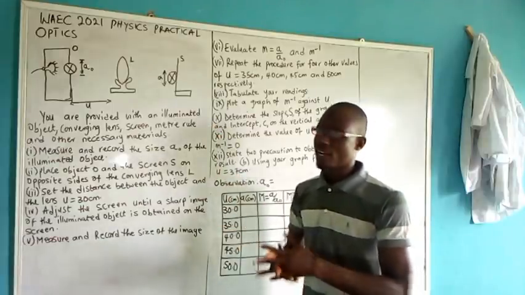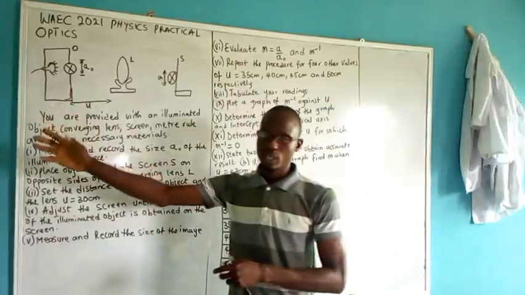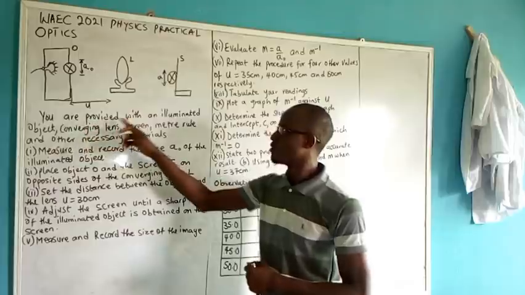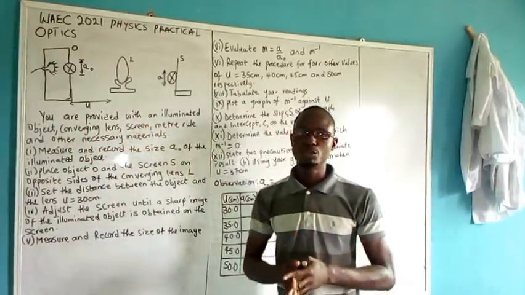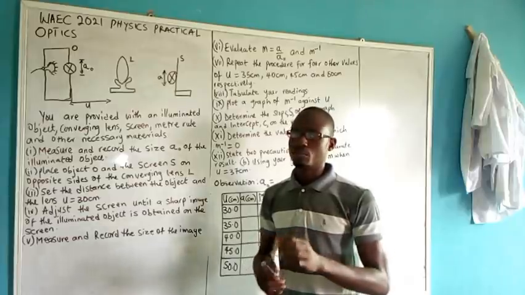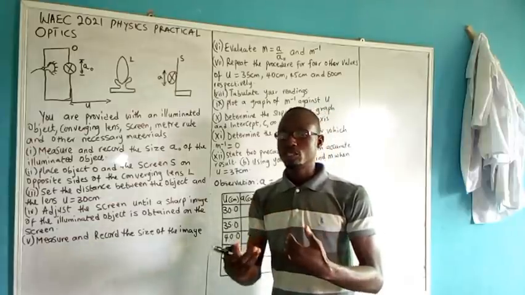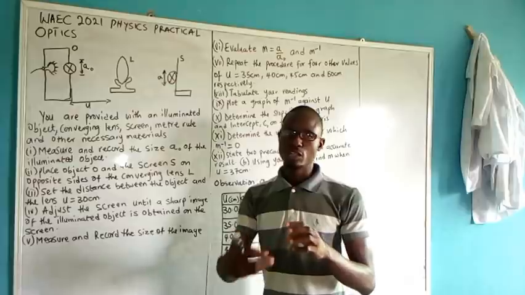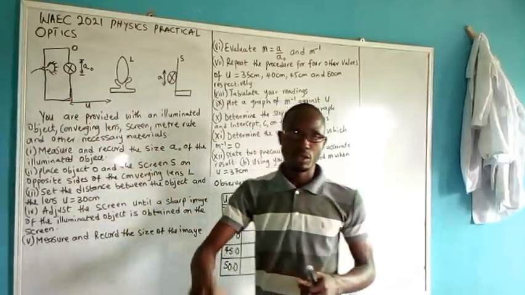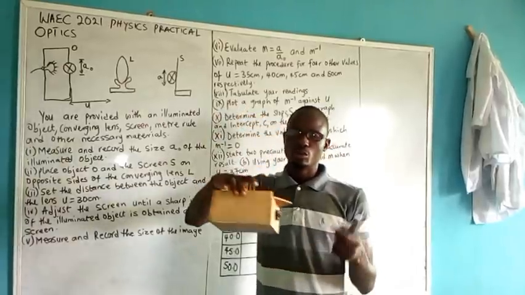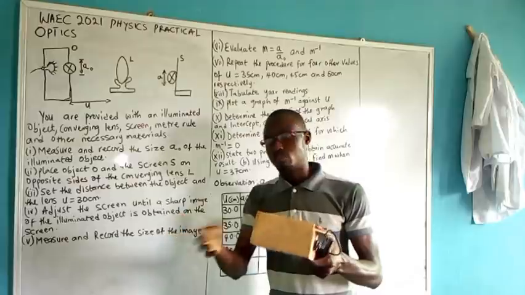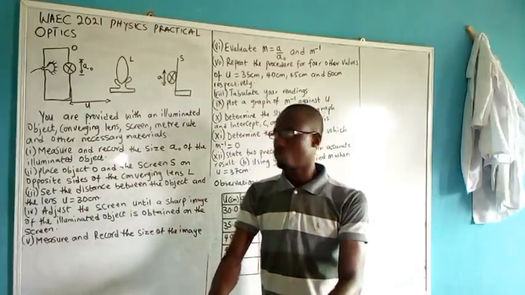So in the diagram, we have a ray box. Let me read through the question. The question says you are provided with an illuminated object. An illuminated object is an object that produces light, or better still, light falls upon it, then you will be able to see that object. So we have a ray box, and this is the ray box here. We are going to connect this to a source of light and light it up, then we produce light.